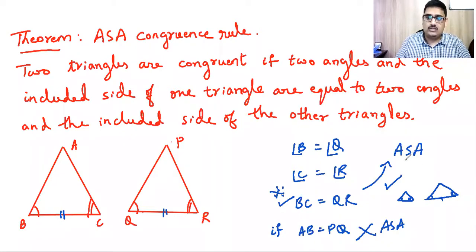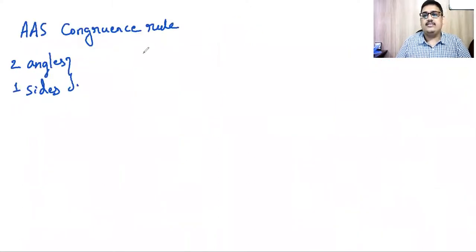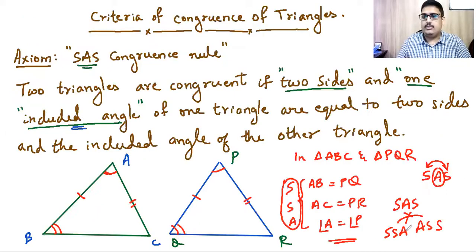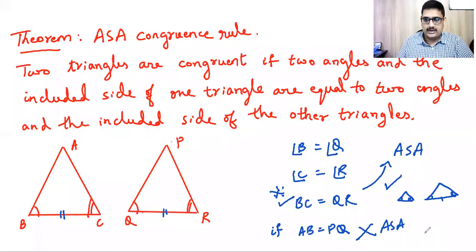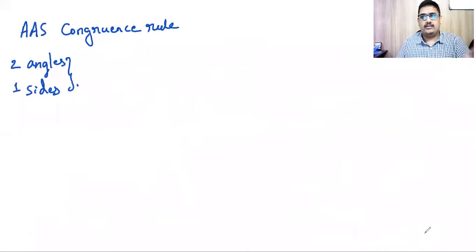For ASA congruence rule, again we studied some small byproduct, that is AAS congruence rule. And I forgot this part here. You remember, we cannot apply SSA or ASS rule. For side angle side, we cannot say side angle or angle side. We cannot use this order. We have to go for SAS only. And for ASA, there is small byproduct rule, that is AAS congruence rule, two angles and one side.